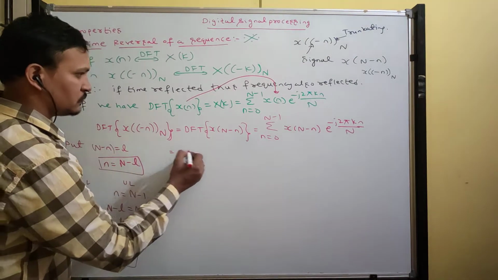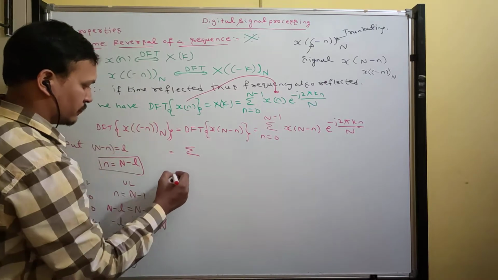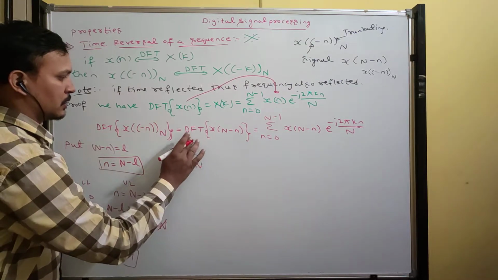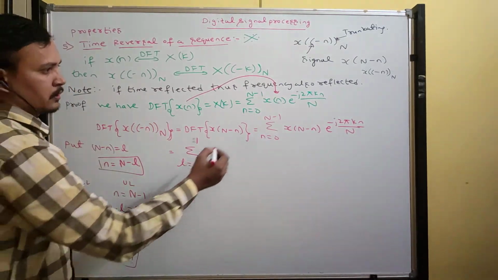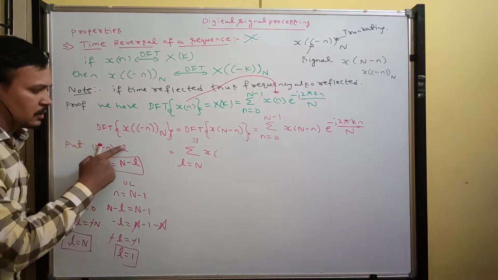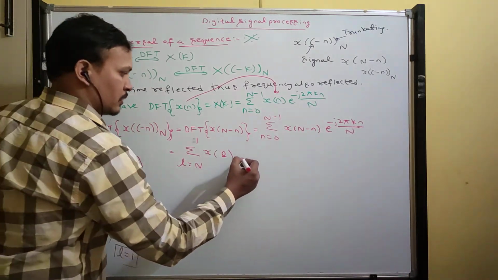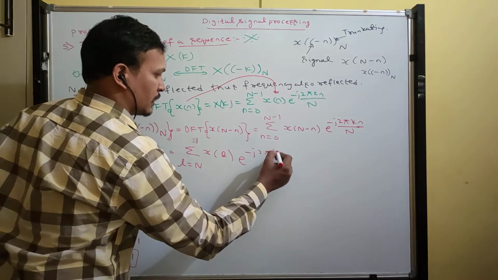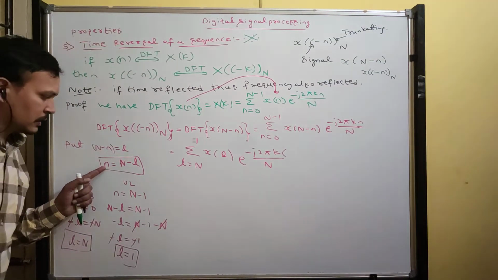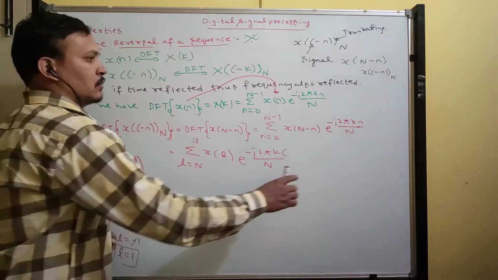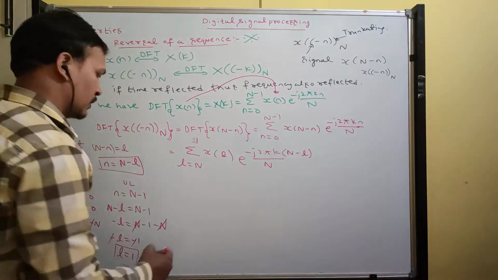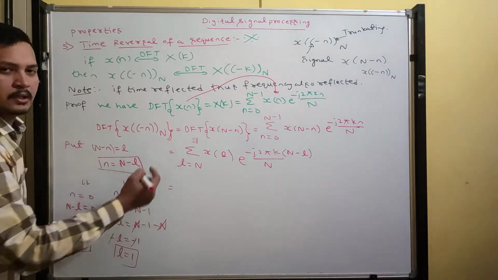So further I can write summation, lower limit L equals N, and upper limit is 1. Then x of, put N minus n, what we considered N minus n is equal to L, x of L into e to the power of minus j 2 pi k divided by N. What is n? n is N minus L. Take this n value and substitute here. So if I do that, I will get N minus L. See, now in the summation you can interchange the limits.